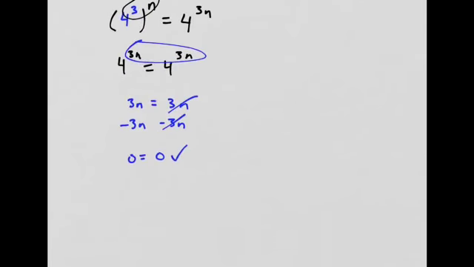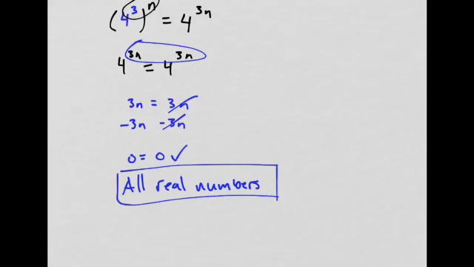So this actually works for all real numbers. Anytime you get 0 equals 0, it's all real numbers. And there you go for that.